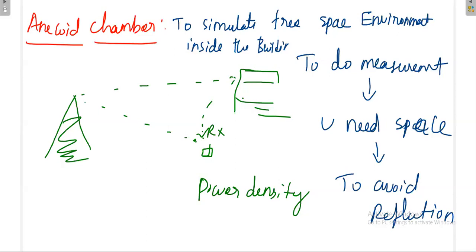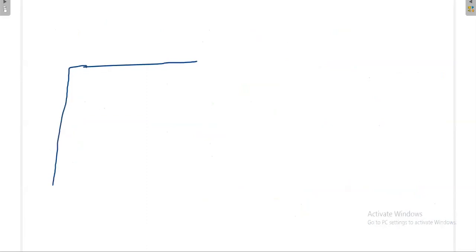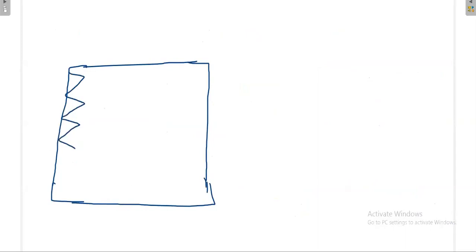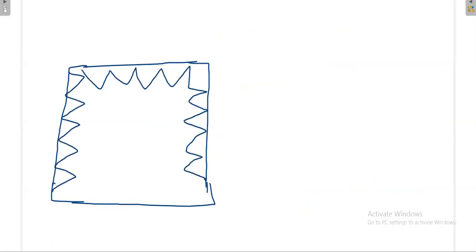Then what will be the shape of this? Generally, if it is a room, you will have side walls and a top wall, and a bottom space again. These side walls and the top walls have to be filled with some material like foam. This is a foam material like this. Now what are the properties of this material? What will it do?